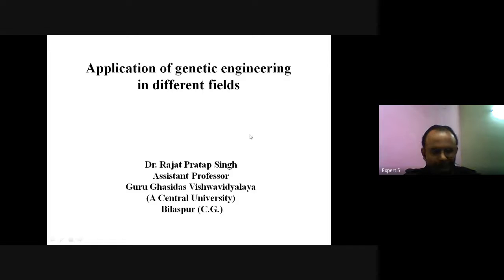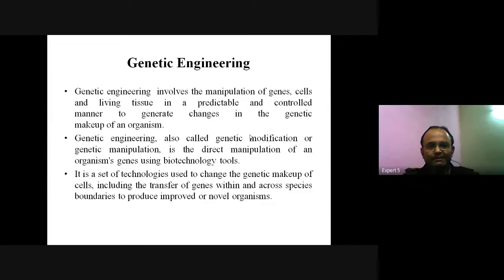Okay, today we will discuss applications of genetic engineering in different fields. First of all, what is genetic engineering? It is the manipulation of genes, cells, and living tissues in a predictable and controlled manner to generate changes in the genetic makeup of an organism.